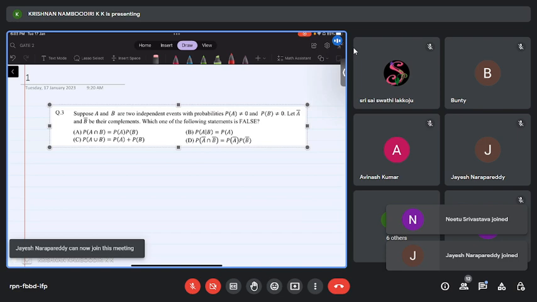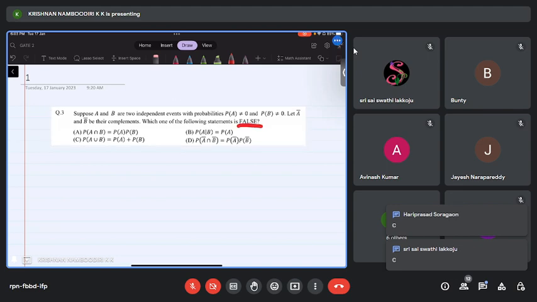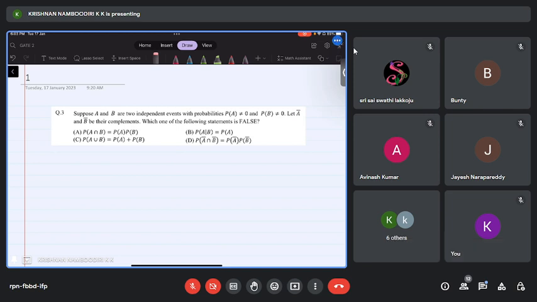The first question is as follows. Suppose A and B are two independent events with probabilities P of A and P of B, where P of A is not equal to 0 and P of B is not equal to 0, and let A bar and B bar be their complements. Four statements are given, and out of the four, one statement is false, and we need to find the wrong statement. Already people are answering. So the answer to the question is C.